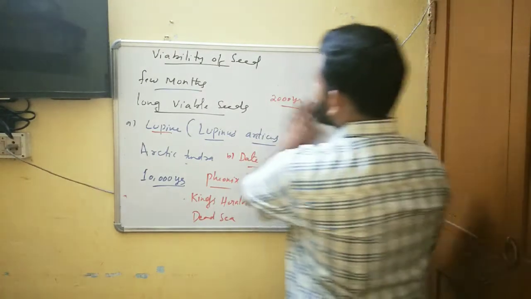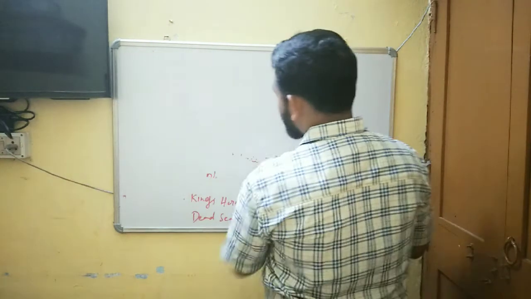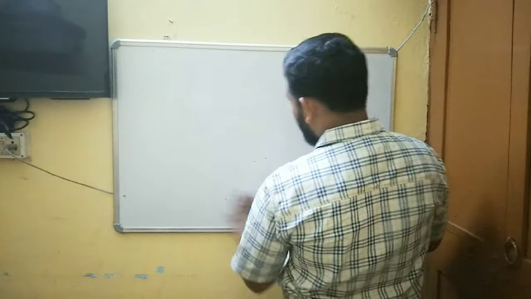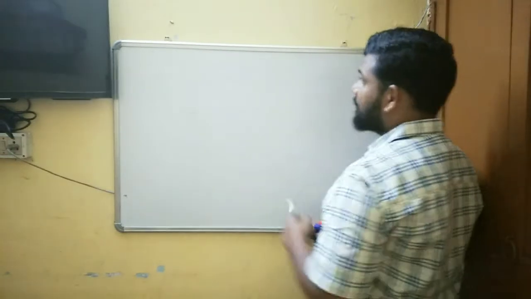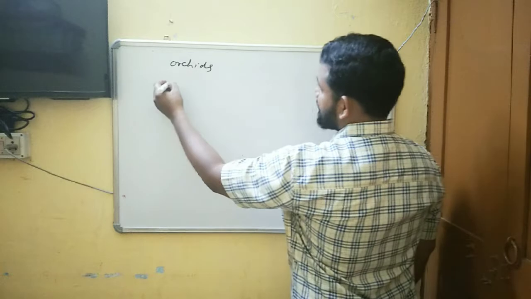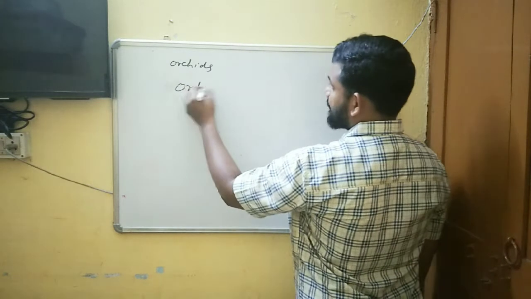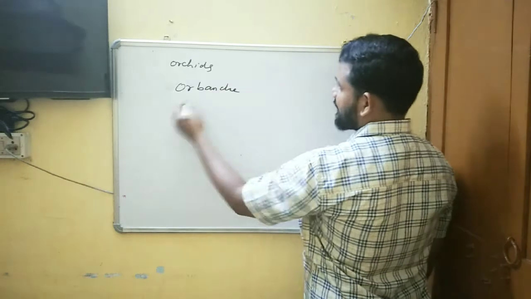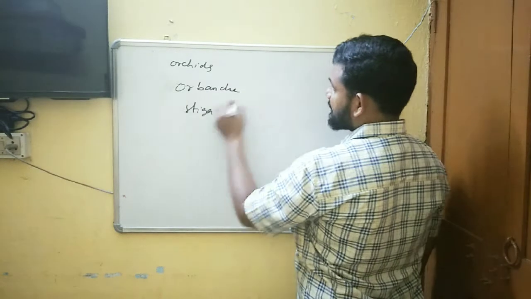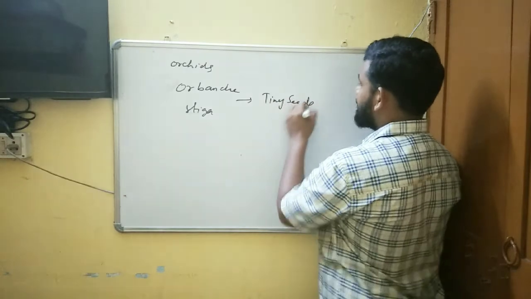And here the number of seeds equals the number of ovules. But sometimes the number of ovules is lower than the number of seeds. If you observe some plants like orchids and some parasitic plants like Orobanche and Striga, in these the plants have a large number of many tiny seeds.